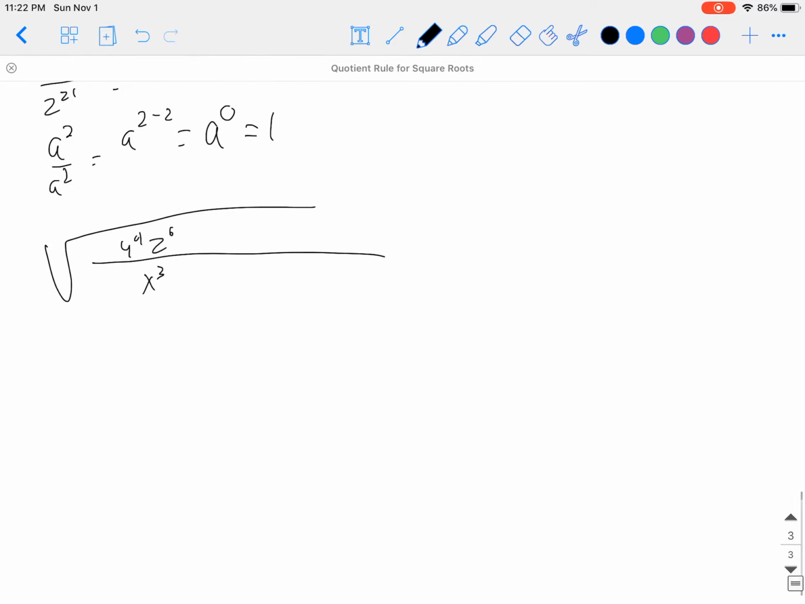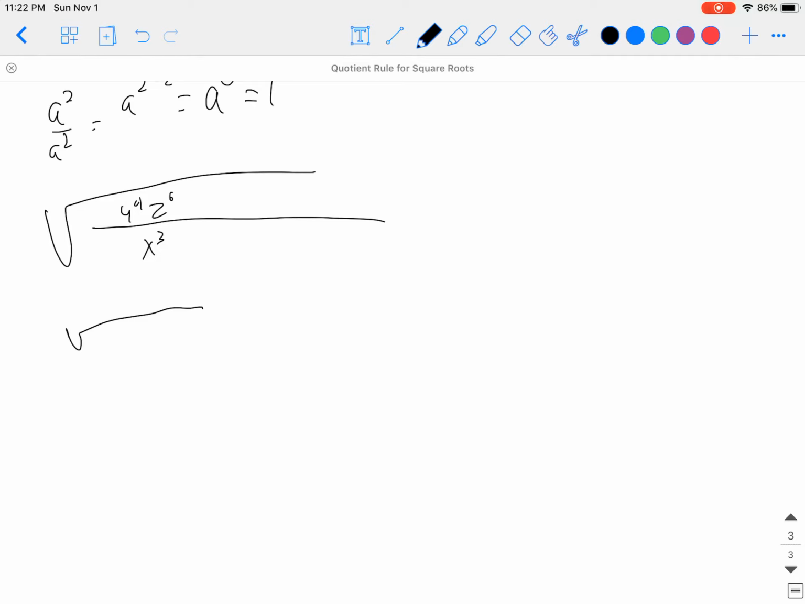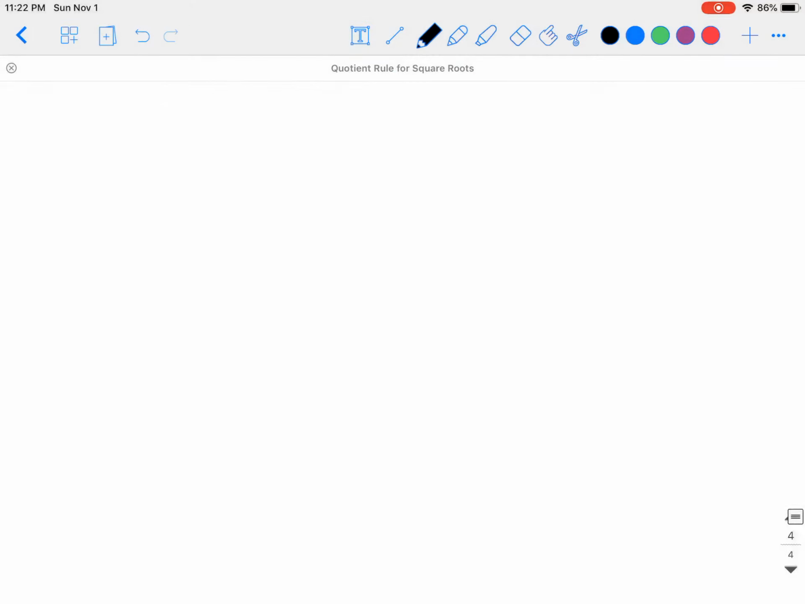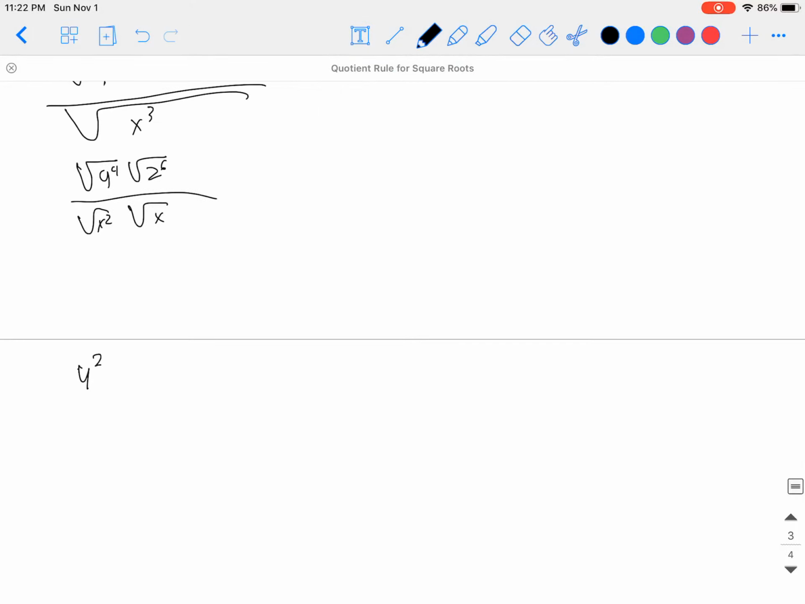Now, we will use the quotient rule, which we've discussed today, to turn this into the square root of y to the 4th times z to the 6th over the square root of x cubed. Using the product rule, this can be written as the square root of y to the 4th times the square root of z to the 6th over the square root of x squared times the square root of x. And then finally, by solving these square roots, we have y squared times z cubed over x square root of x. And this is the final answer for the practice problem.